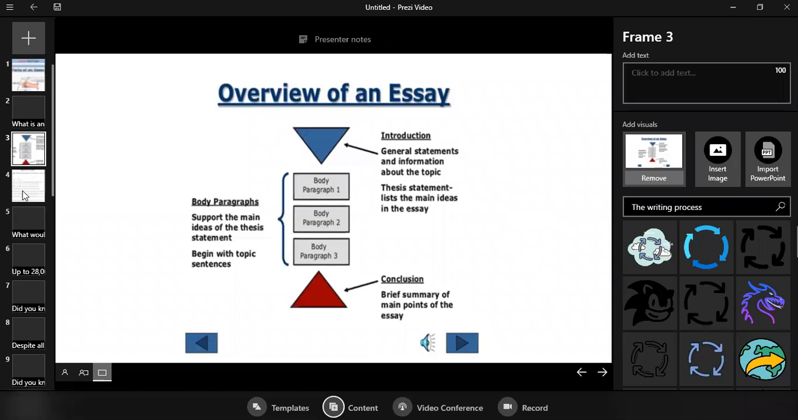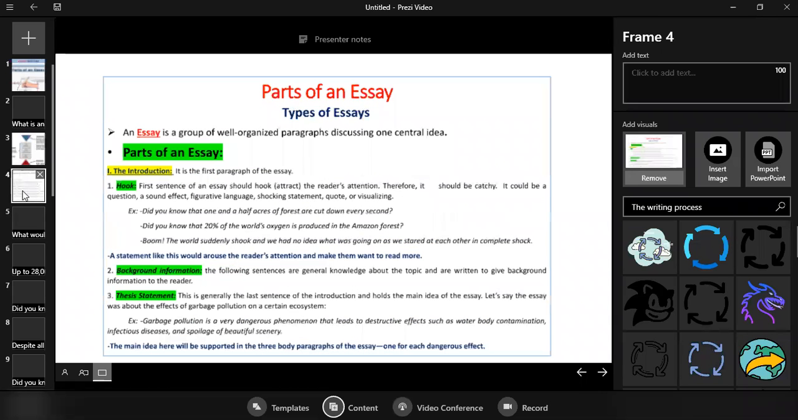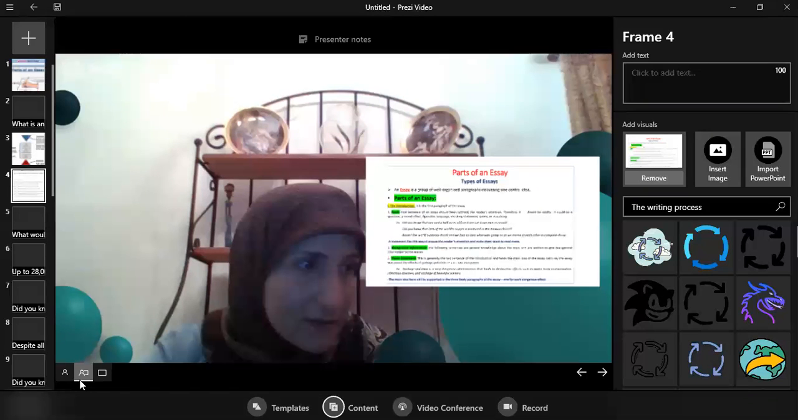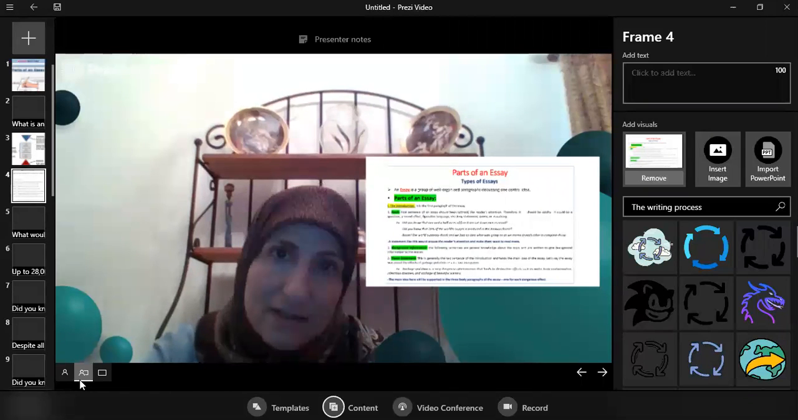So moving on to the question, what is an essay? An essay is a group of well-organized paragraphs discussing one central idea. What's this central idea that it's discussing? What do we call this central idea that an essay is discussing? Hassan?